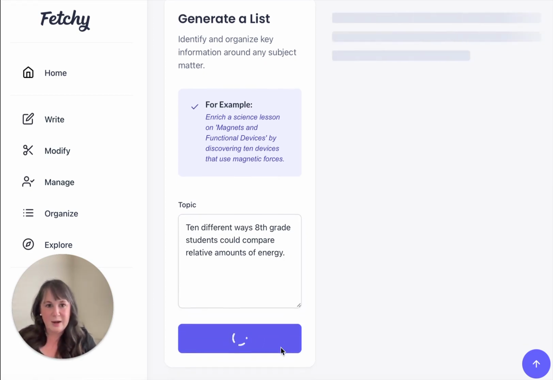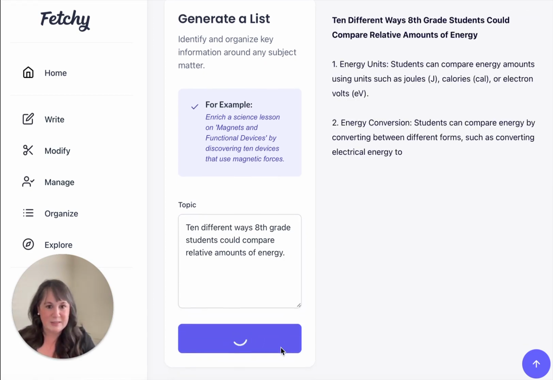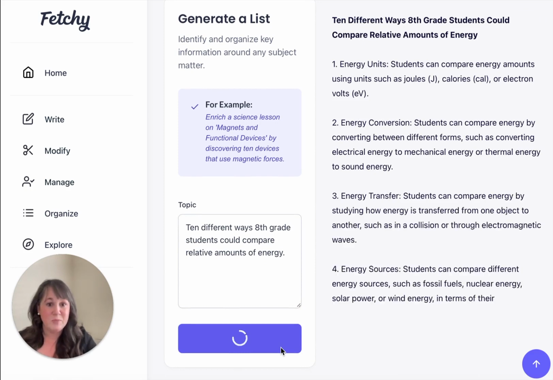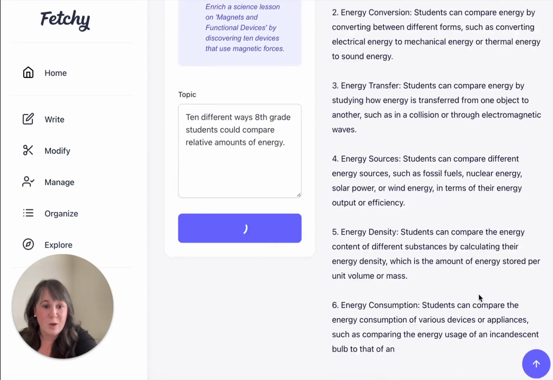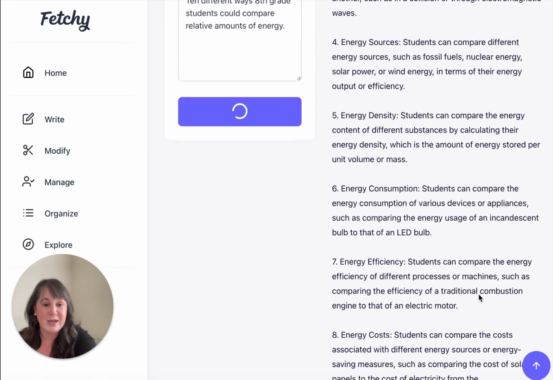So I'm going to paste that in here, and I'm going to get a wonderful list of different ways that my students could compare energy. Perfect for what I need, only took a moment, and now I can supplement and just tie directly into the lesson.